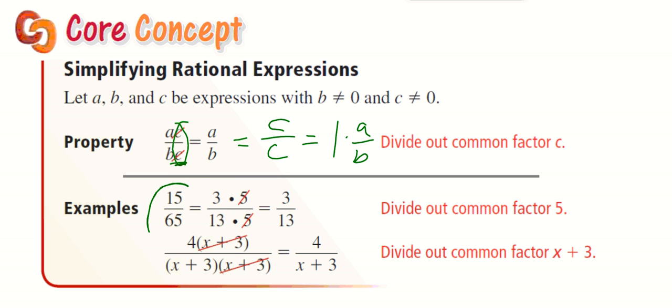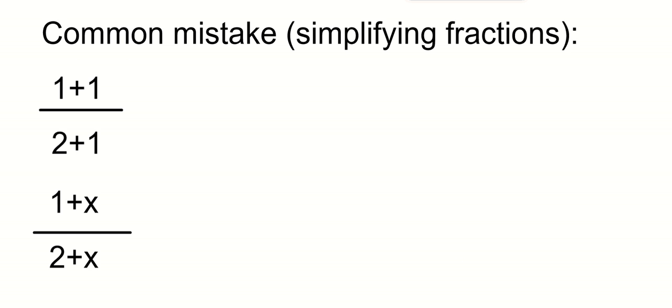It might look like a variable here with the c, or sometimes it might be a constant. So if we're simplifying 15 over 65, they both have a 5 in common. They're left with 3 over 13. We can do it with variables. So if we have 4 times the quantity x plus 3 over x plus 3 times x plus 3, this goes to 1. And then we're just left with 1 times 4 over x plus 3, which simplifies to that. So let's look at an example here.